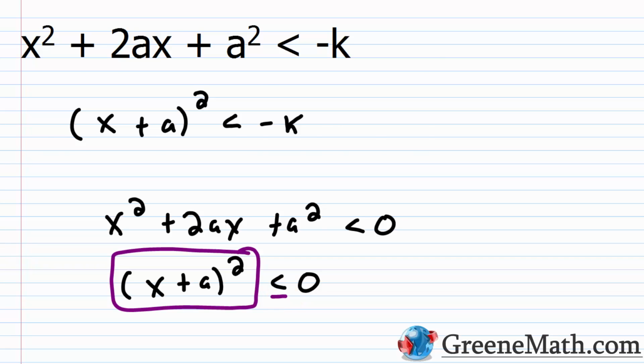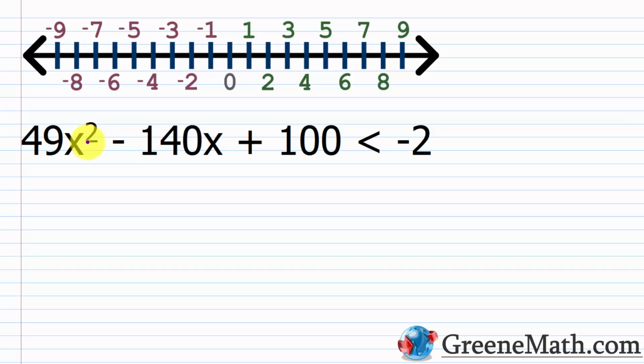So let's look at an example. So we have 49x squared minus 140x plus 100 is less than negative 2. So the left side here, I know I can factor this into a binomial squared. This on the left is 7x being squared. This on the right is 10 being squared. And the middle is minus 2 times 7x, which is 14x, times 10, which is 140x. So you have minus 140x. So this would work itself out to be factored into 7x minus the 10 being squared, and this is less than negative 2.